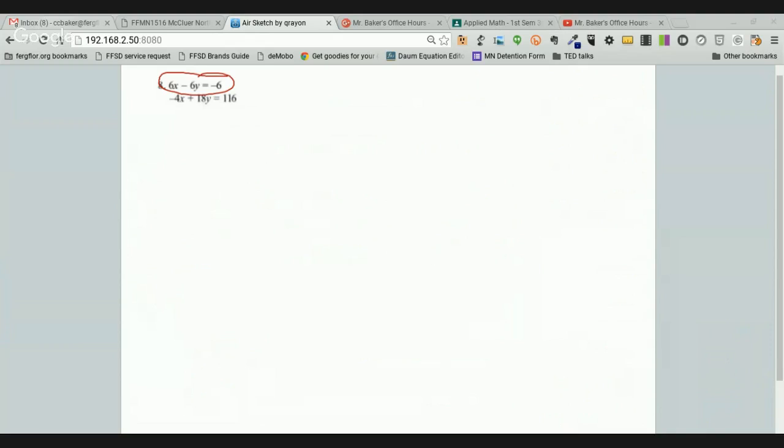So let me solve this for y. 6x minus 6y equals negative 6. I'm going to get y by itself here. I'll subtract 6x. That's a 0 right there. Negative 6y equals negative 6x minus 6.